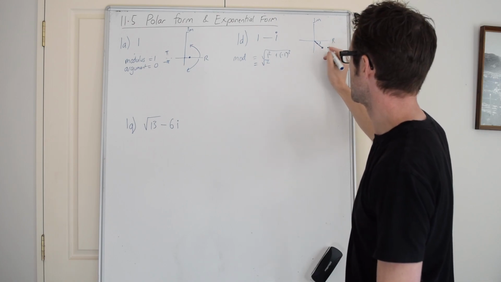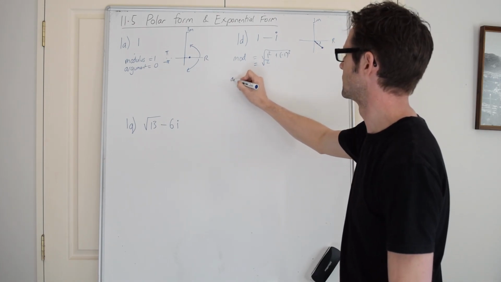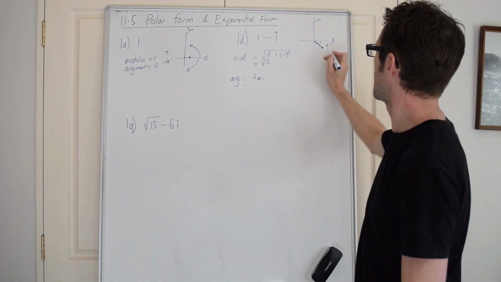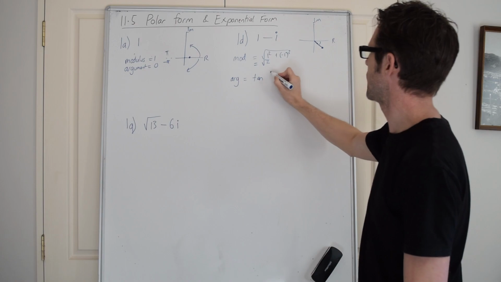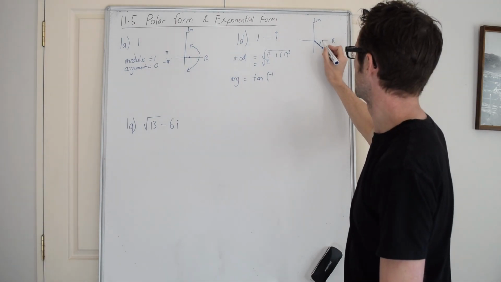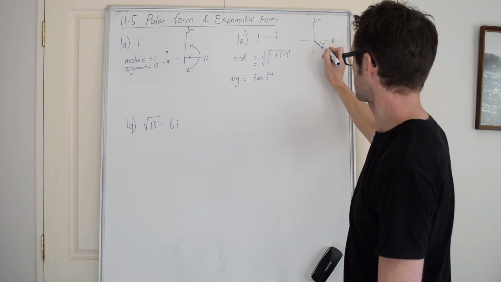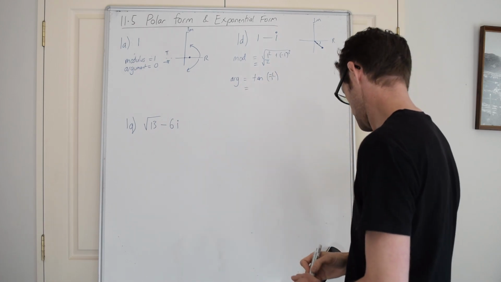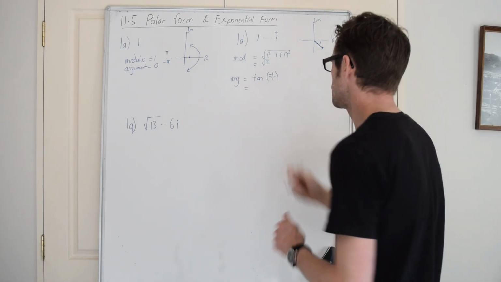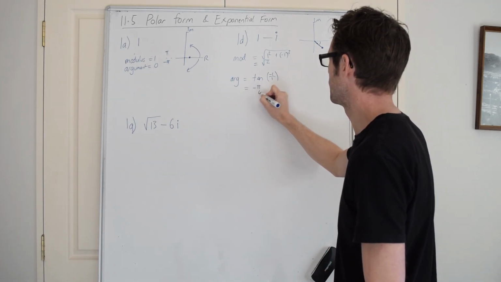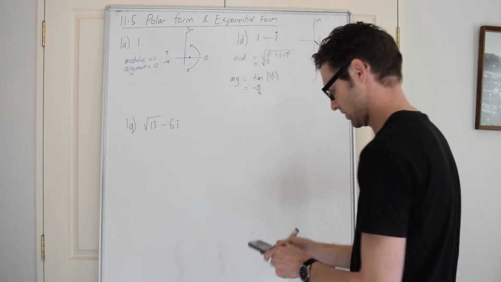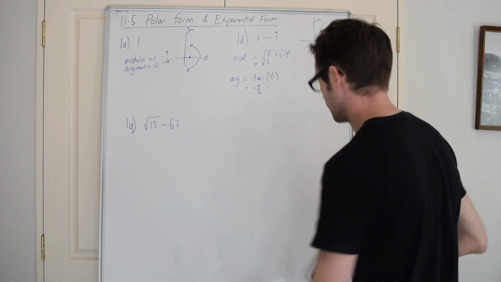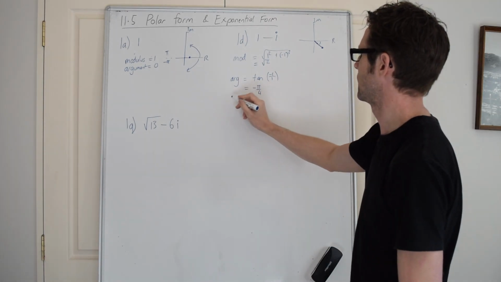Well, we want this angle here. So arg equals tan of our opposite, which is minus 1, over our adjacent, which is 1. And when we put that into our calculator, we're going to get negative pi over 4. Just check that, pretty sure that's right. Negative pi over 4. Perfect. So that's that one done.